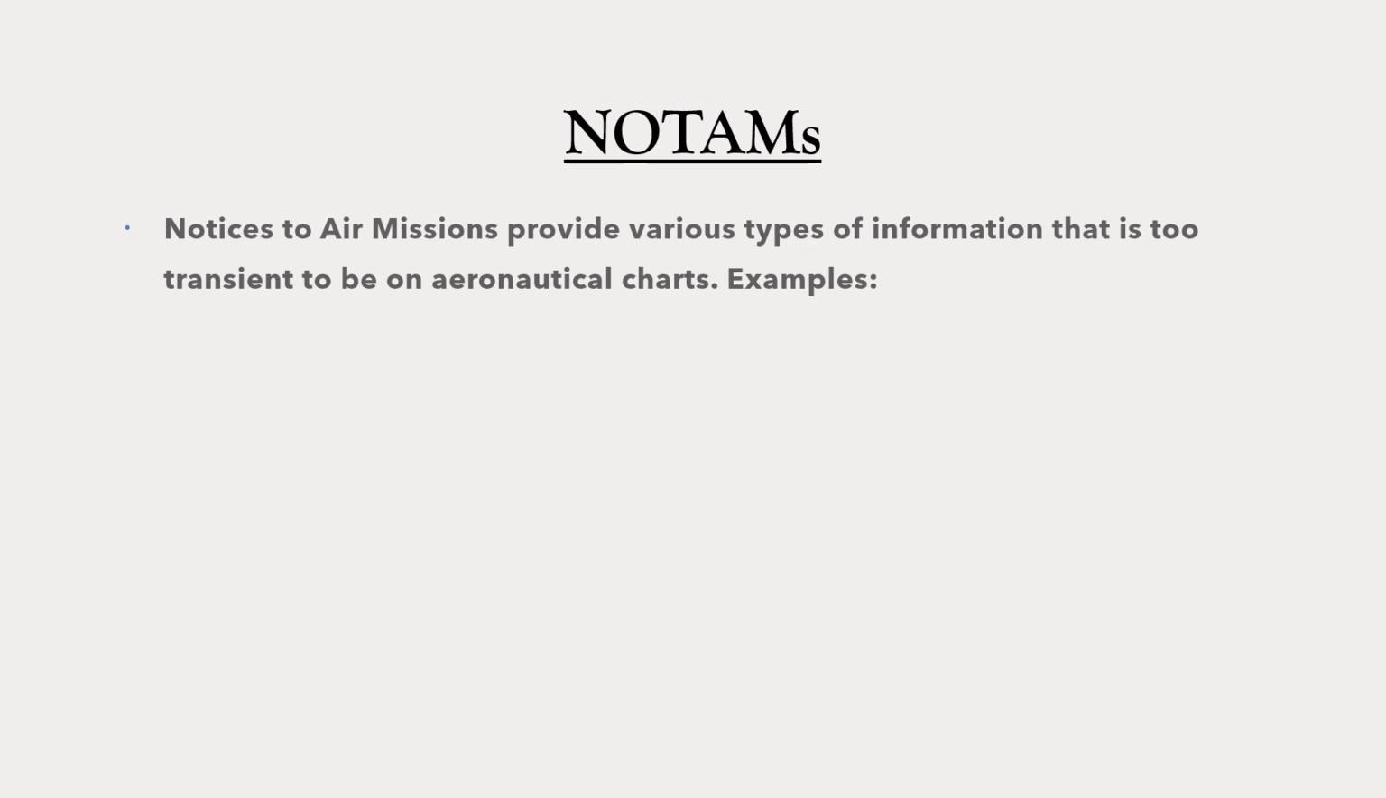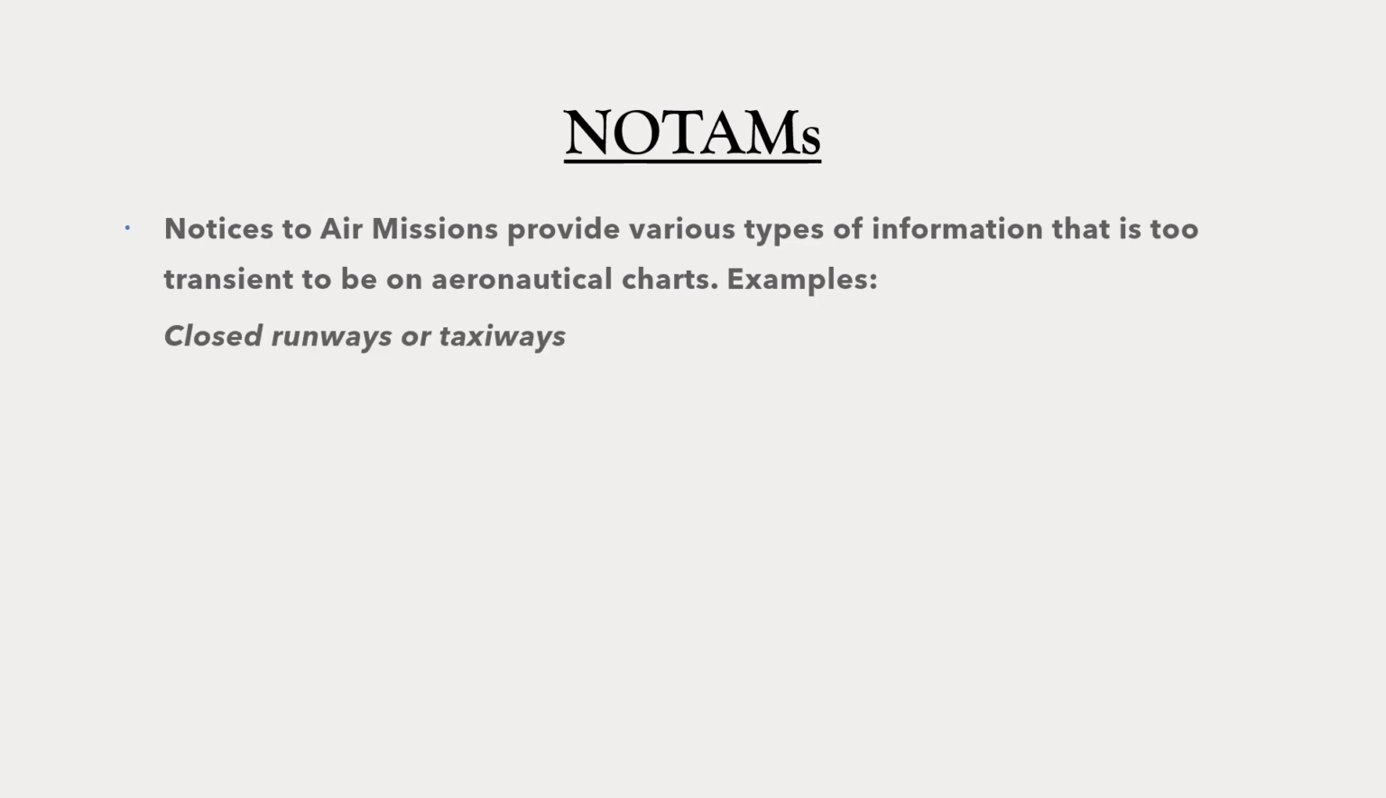NOTAMs, which officially stands for Notices to Air Missions. That's a system that the government has for disseminating information that's kind of transient information. They don't want to put it on the aeronautical charts because it changes too frequently or it's only a temporary thing.